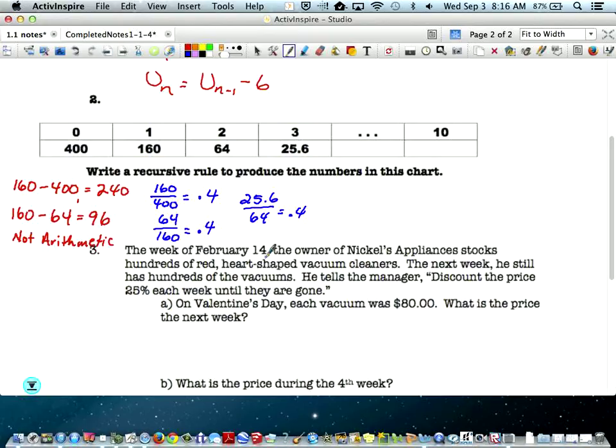So remember, recursive rule, where did they start us this time? 0. What they call a zero term. So you write u sub 0. That's the starting value that you give the person. And then the rule, u sub n, is your last number, and what do we multiply by? Times 0.4.